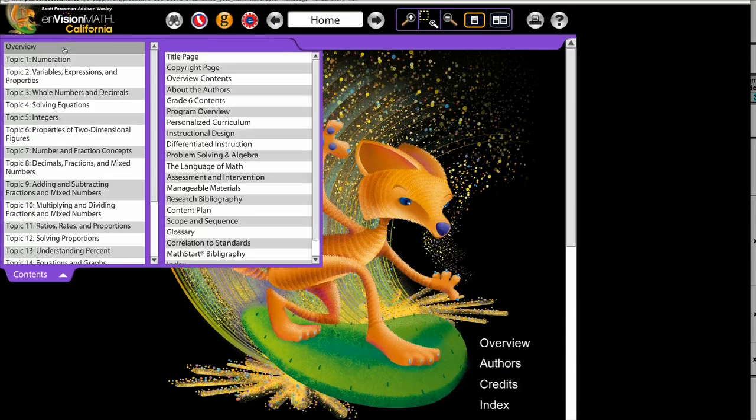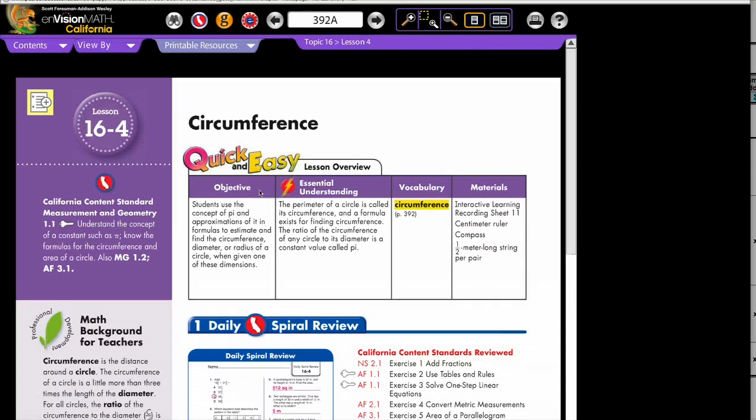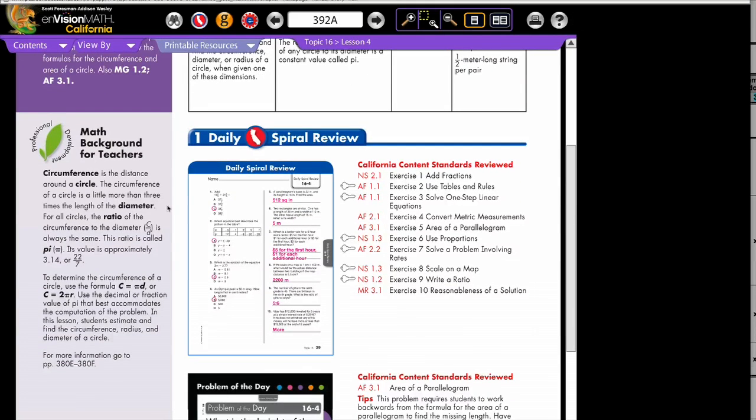Let's go to our materials, and I just want to point out something that I'm sure you've all looked at before, but I just want to hit this real quick. If you look at the 16.4, which is the circumference lesson, and you look at the math background for teachers, it really gives you a good reminder and refresher talking about circumference and how pi is related to that. Really wanting to get across to students that pi is this ratio between circumference and diameter.